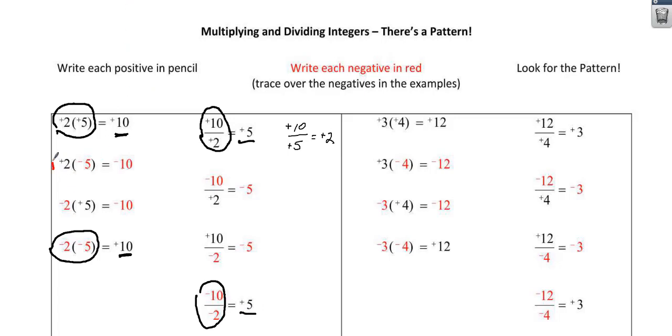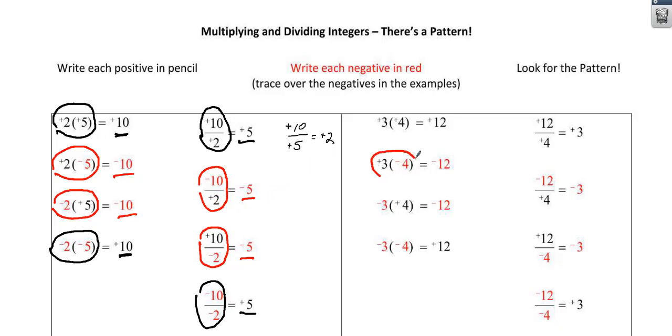However, when you get to a place like this, where the factors have different signs, one's positive, one's negative, or one's negative, one positive, you get a negative answer. Same thing right here. You have negative 10 divided by positive 2, you get a negative answer. Positive 10 divided by negative 2, you get a negative answer. So when these are different signs, your answer is going to be negative. Look at this. Happened in this one too.